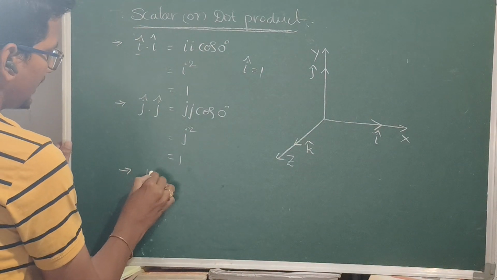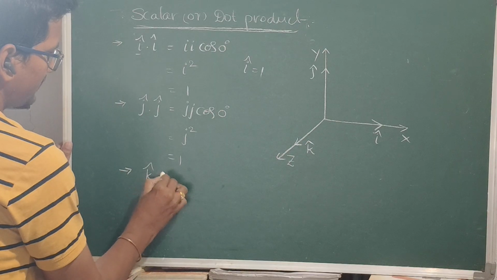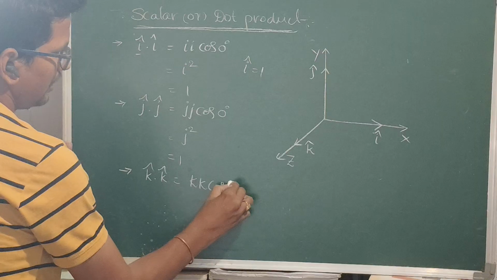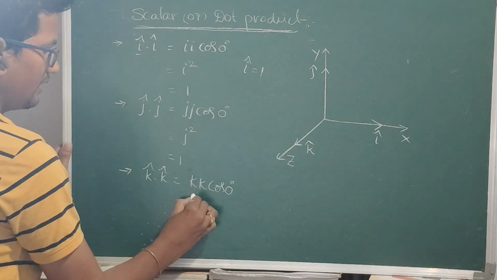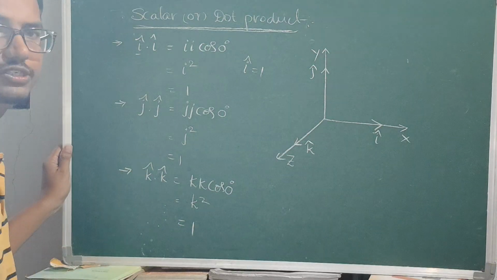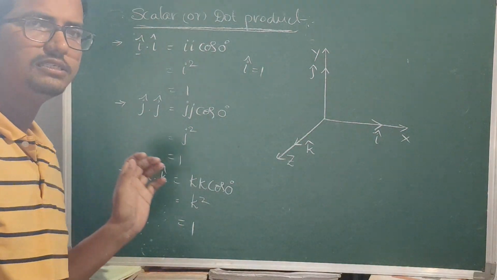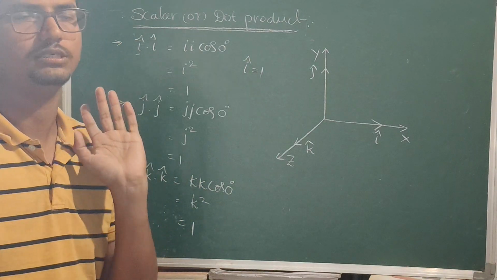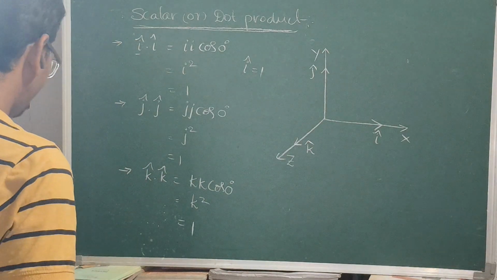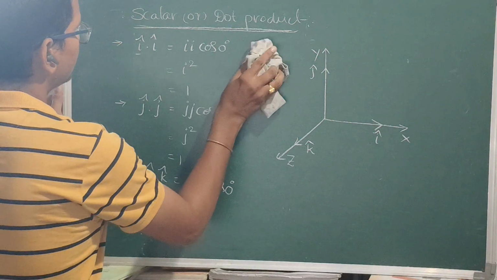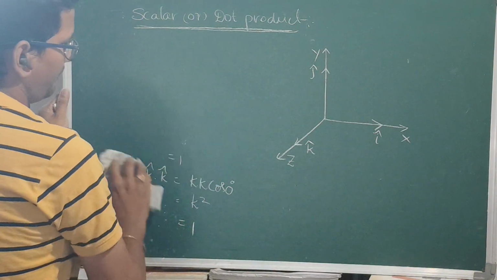Next one, k cap dot k cap. K into k into cos 0 along the z-axis direction gives k square, and k square means 1. K cap is also a unit vector. Whatever the vector is, the cap shows that its magnitude is 1. So k cap dot k cap gives 1 only. Okay, next one we'll discuss in another manner.